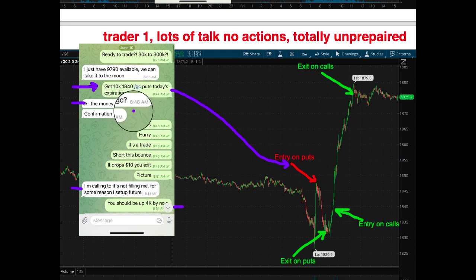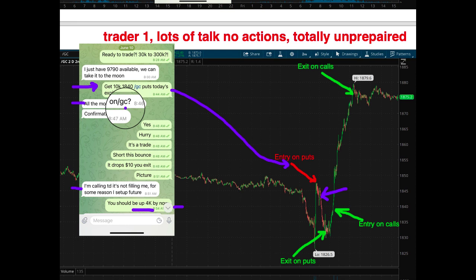He's not in a rush to execute the trade, all right? Like 2 minutes go by, 3 minutes go by. Look at what happens. I've given the trade at the top right here. Over here, this guy is still asking questions. I'm like, dude, you should be up 4K by now, right? And he's talking about, well, do I want to put 9,700 in the trade? He's asking questions instead of focusing.